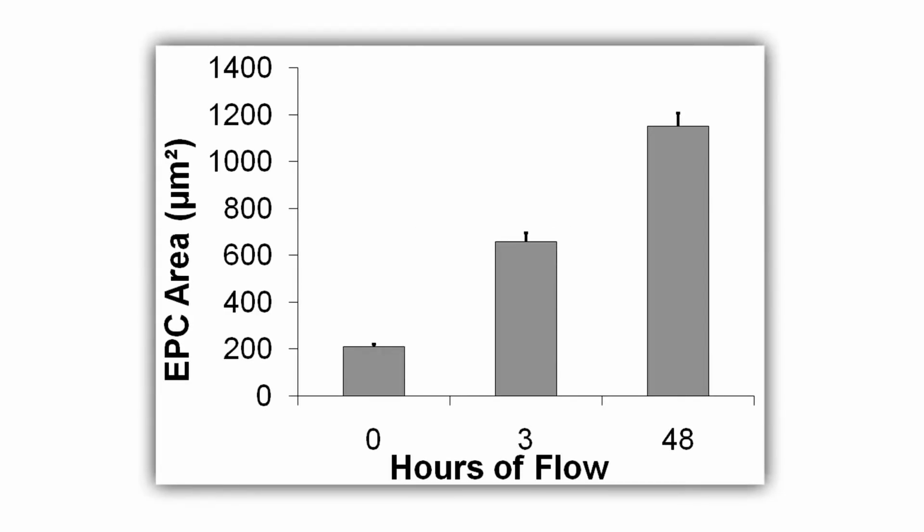Using this method, human blood-derived endothelial progenitor cells can be seated onto titanium slides within 15 minutes and adhere under physiological shear forces. As shown in this figure, EPCs spread under the influence of flow from about 210 square microns immediately after seating to about 657 square microns after 3 hours, and about 1,152 square microns after 48 hours of fluid shear stress of 15 dynes per square centimeter.